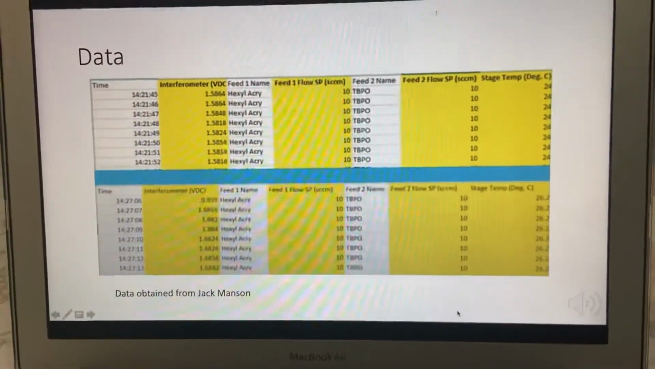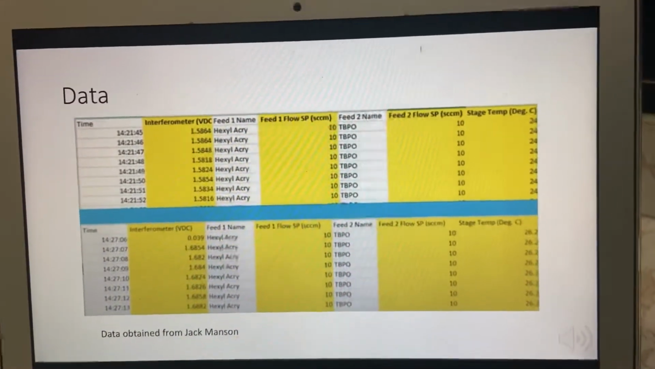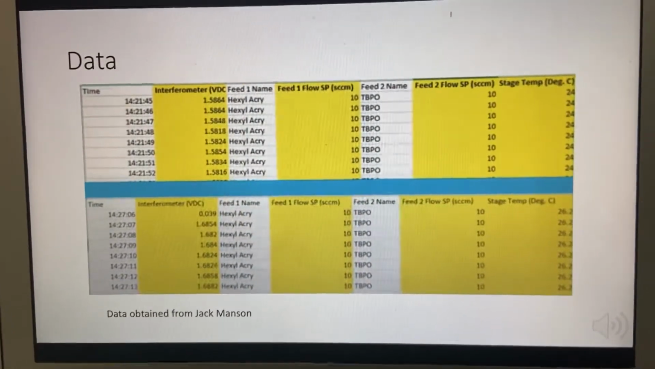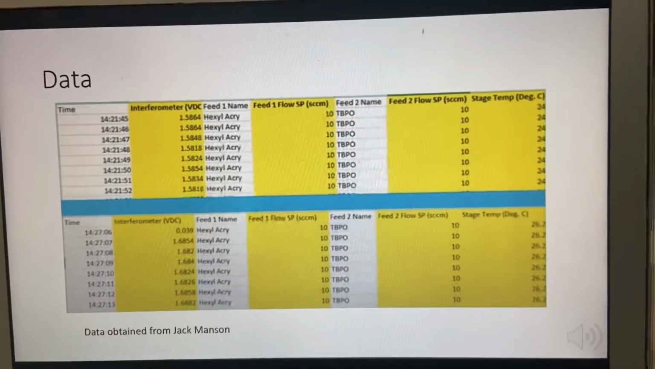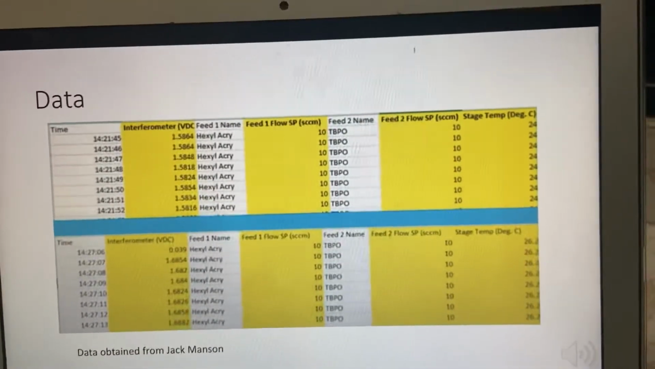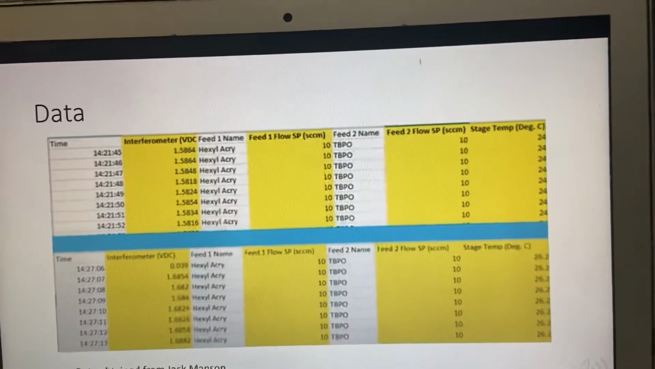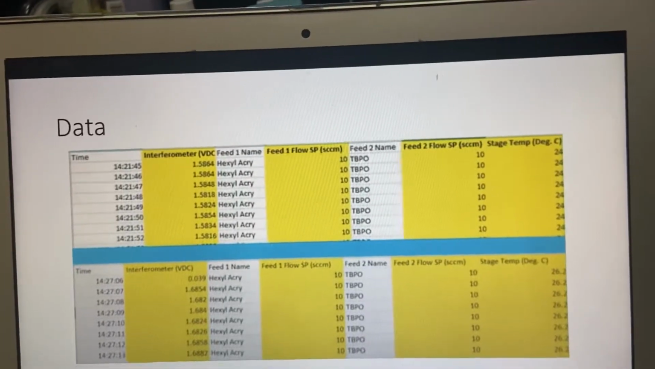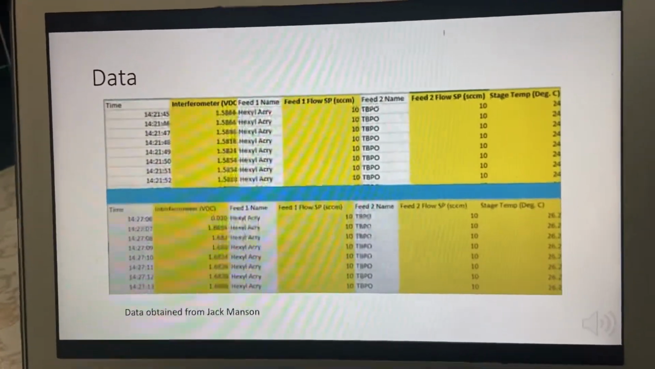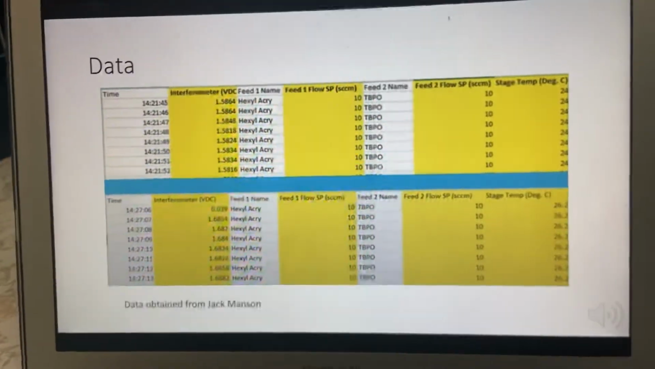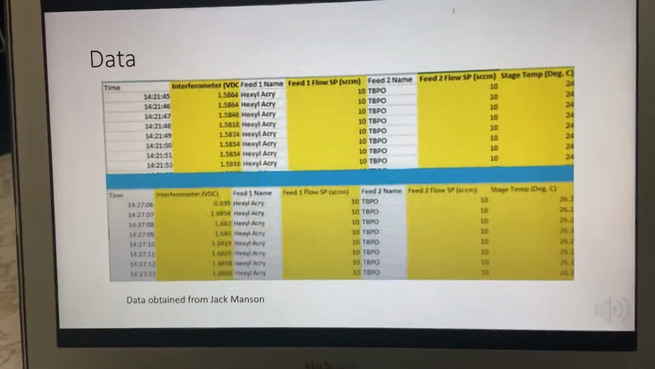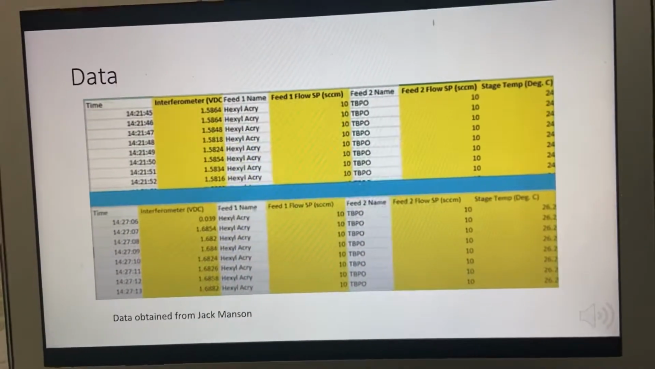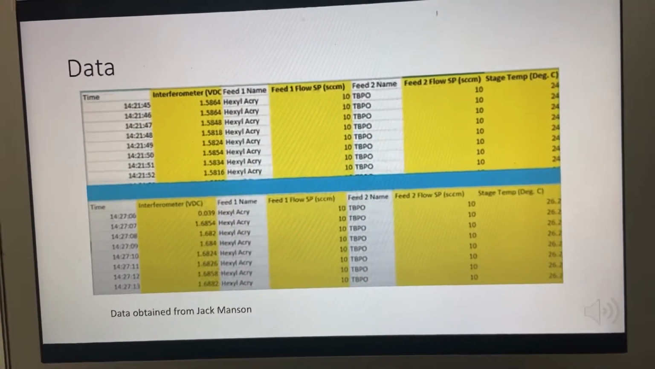Here we have some data that we had been given and was formatted by one of my colleagues. And when looking at it closer, you can see that these two trials that are depicted are very similar in that they have the same species of feeds, being hexyl acrylate and TBPO, and also the same flow rates for both of those. But the only difference, at least in the set variables, are the stage temperatures, with the first trial being at 24 degrees Celsius and the second trial taking place at 26.2 degrees Celsius.